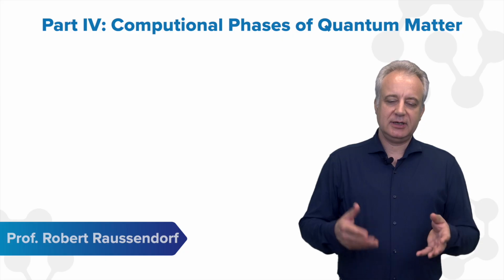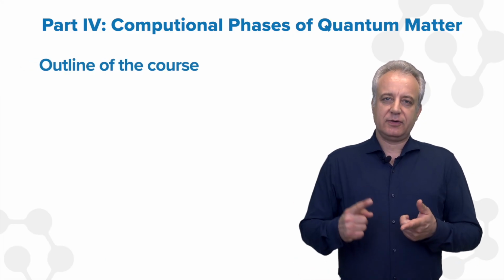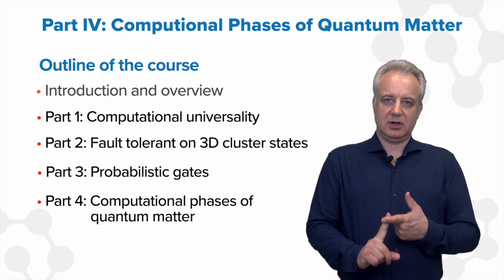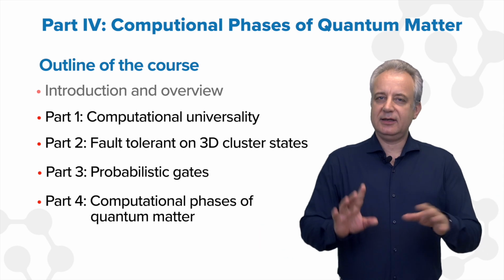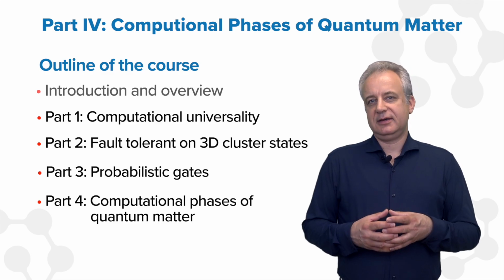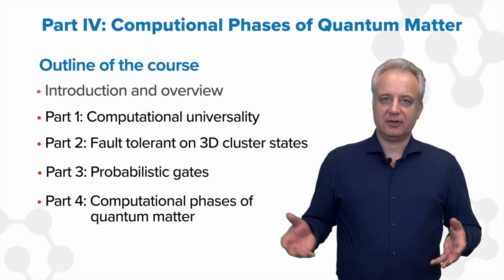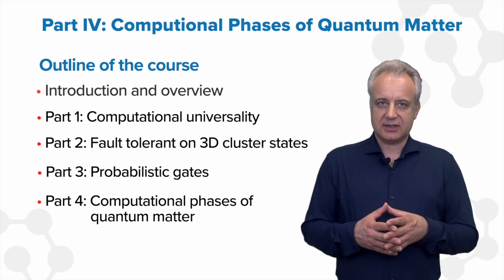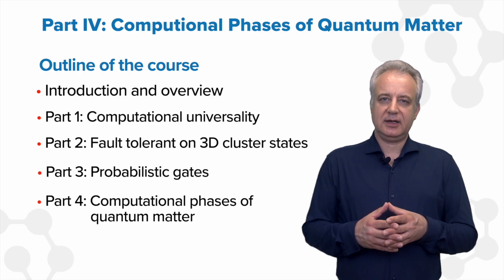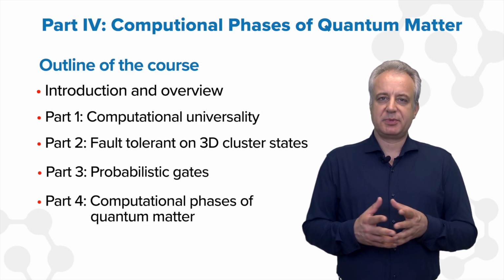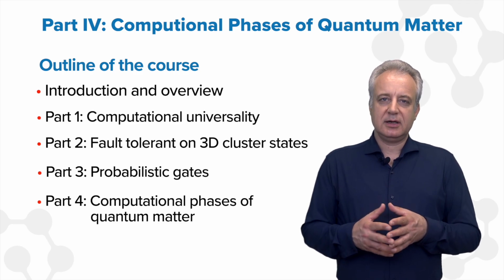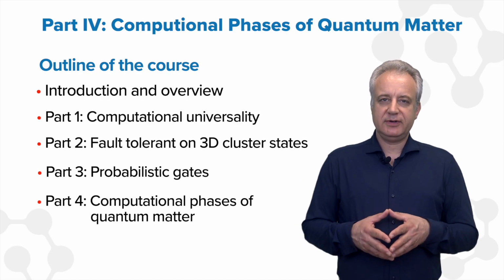And to put it a little bit into perspective, what have we done so far? First we talked about universality. Then we talked about fault tolerance. These are really indispensable parts. If we don't talk about universality and fault tolerance, then how can you even go further? So this is absolutely necessary. So the third part was on quantum computation with probabilistic gates. This was motivated from an experimental point of view, because this is how you can make quantum computation efficient with photons. It's a very practical motivation.